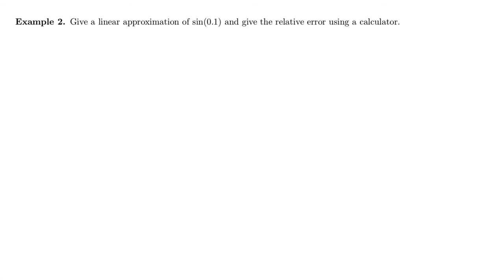Okay, so a very similar question here. We want to give a linear approximation of sine of 0.1. Now, we're looking at the function f of x equals sine of x. The first thing I need to do is pick a number near 0.1 that I know the sine of. So it seems like 0 is going to be a good choice. So find L of x, the linearization of f of x, at a equals 0.